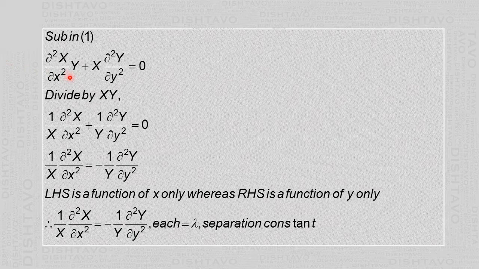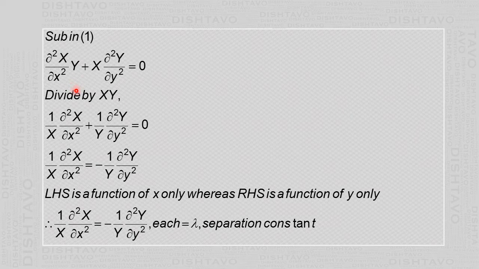So we get ∂²X/∂x² Y plus X ∂²Y/∂y², that is equal to 0. Now there are two terms here. The first term contains function X and function Y. The second term also contains function X and function Y. Now we want to make each term contain only one function, either X or Y. So from the first term we have to eliminate this Y, and from the second term we have to eliminate this X. That can be done by dividing by capital X, capital Y.